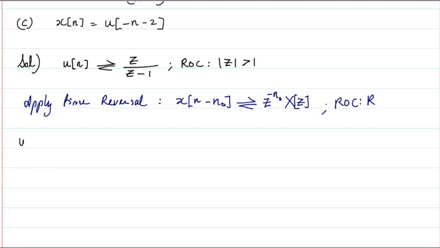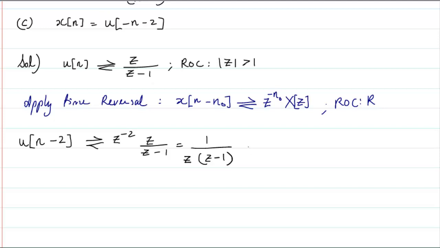So next, u of n minus 2 is the next step that I will take. Based on that, I will get z raised to power minus 2 times X of z, which is z divided by z minus 1. Let me reduce this also. This can be reduced as z inverse, so this will become 1 divided by z into z minus 1.